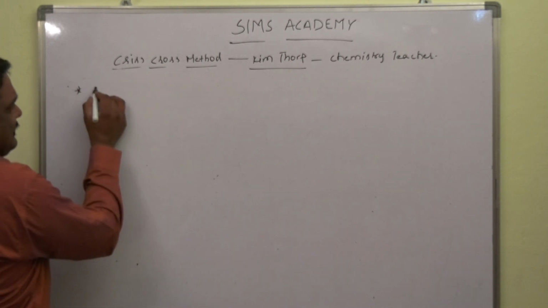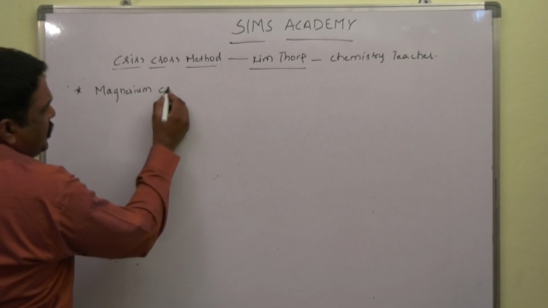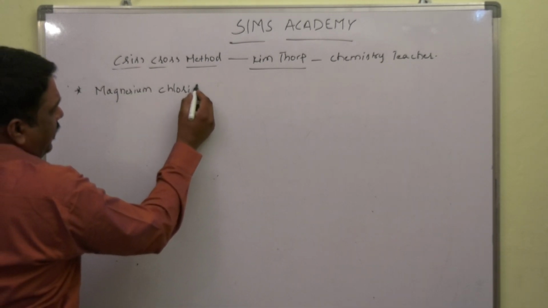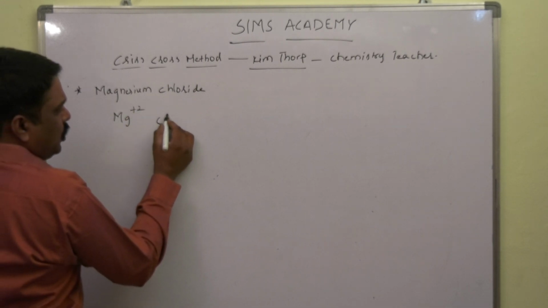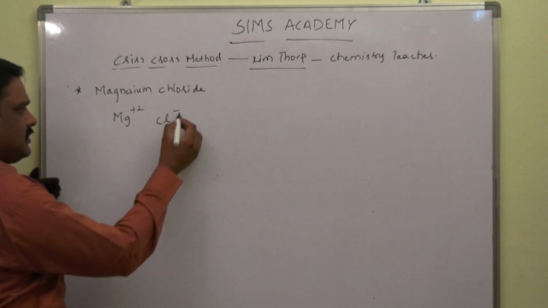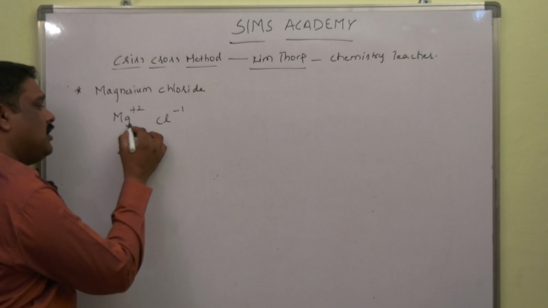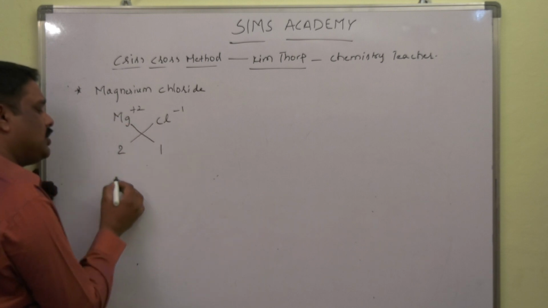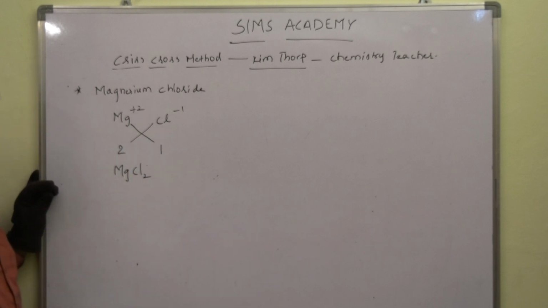Okay, let us take magnesium chloride. Magnesium is Mg plus 2. Chloride is Cl minus, minus 1. 2, 1, Criss Cross, MgCl2.